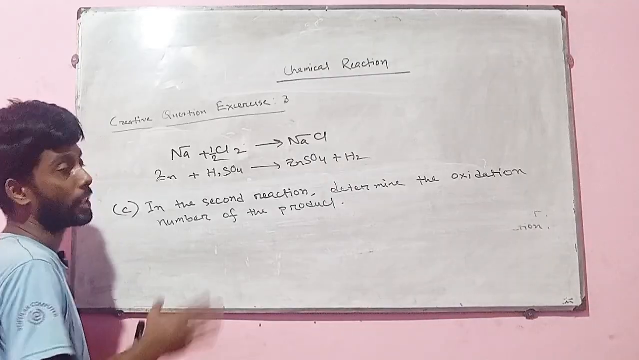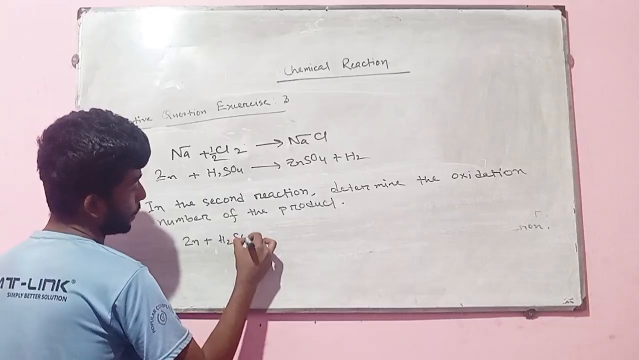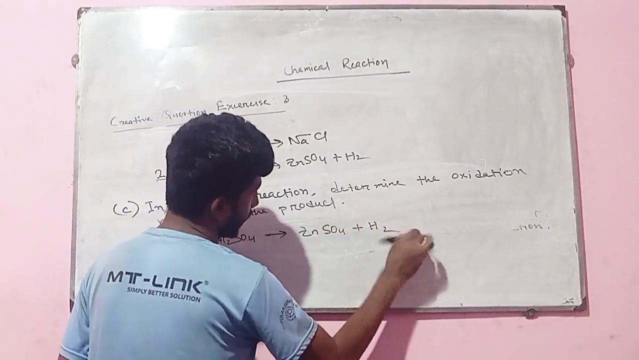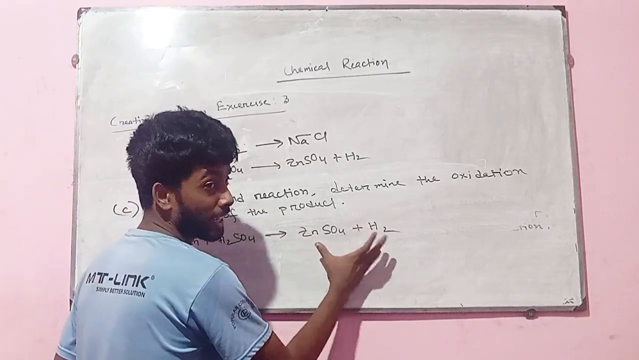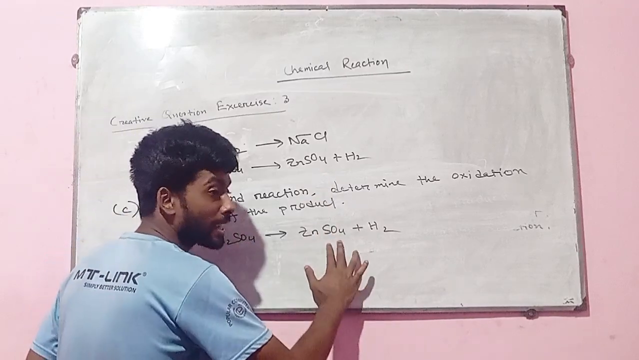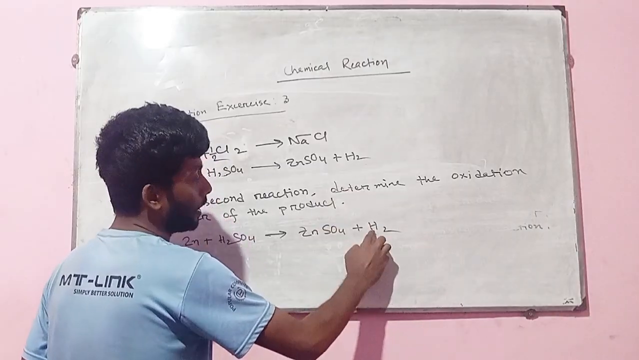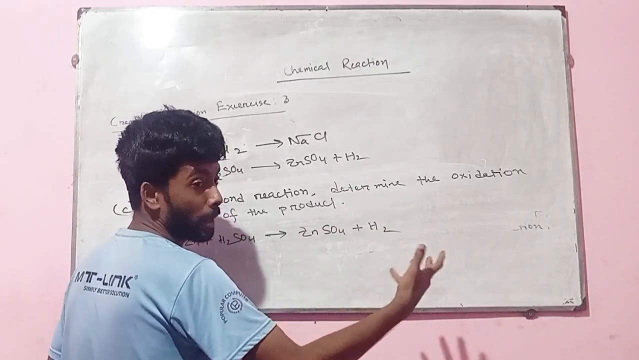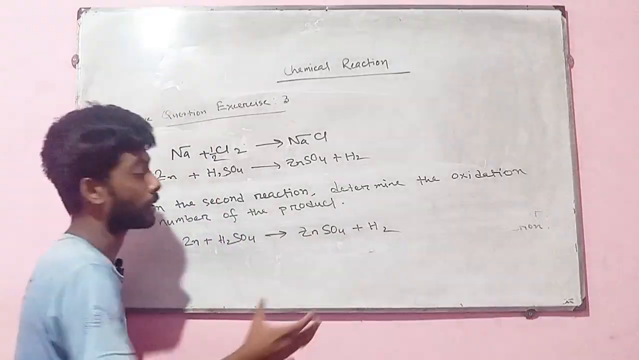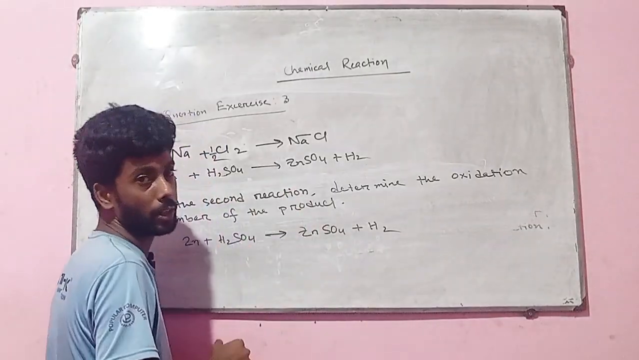Now we'll have to complete the equation. Zinc plus sulfuric acid, then it produces zinc sulfate plus hydrogen gas. You can see in the product side, sulfur is present in zinc sulfate, and there is no other compound in the products. Hydrogen is single, so there is no presence of hydrogen here. That is why we can take only zinc sulfate, and we'll have to determine the oxidation number from this product, because sulfur is present only in zinc sulfate on the product side.